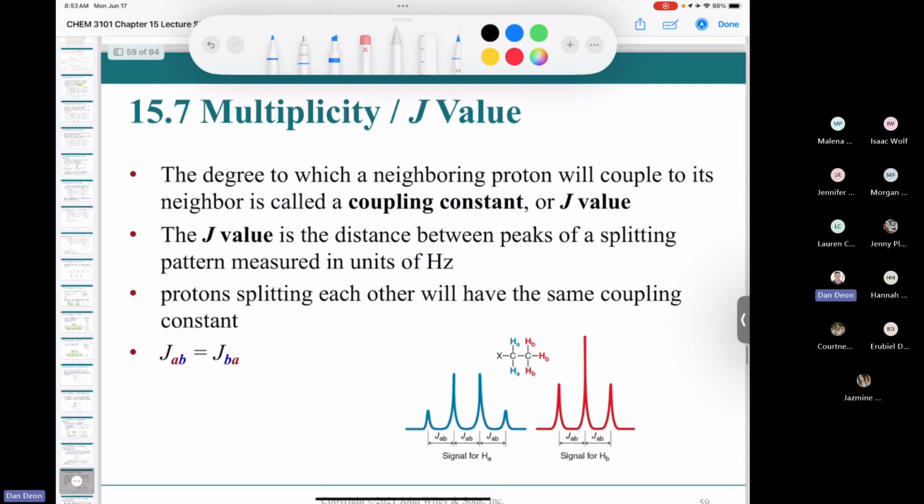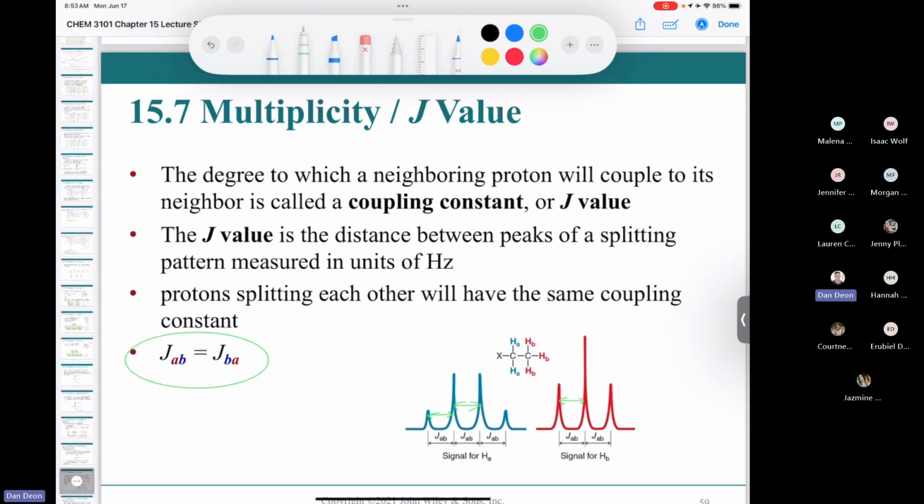Now, a little bit more about this n+1 rule and this whole J value thing, which I told you is the distance between the actual peaks. I'll use my green pen for this. The distance between here, I said those are what we call J values or coupling constants. When protons are splitting each other, if the n+1 rule can be applied, the distance between the peaks of the protons that are splitting each other has to be the exact same. So that would mean the J values have to be equal to each other.